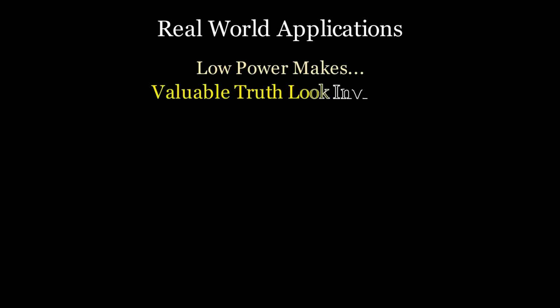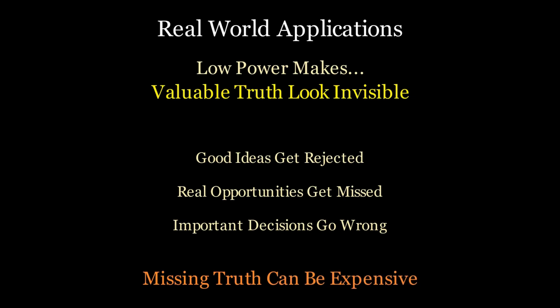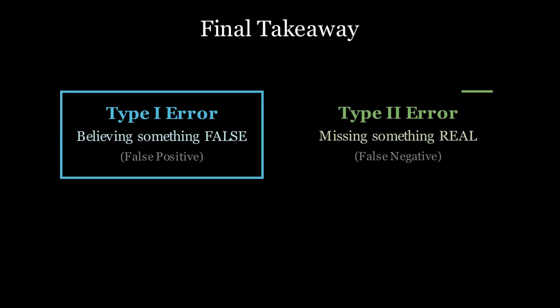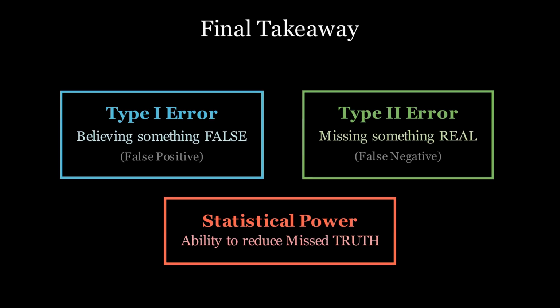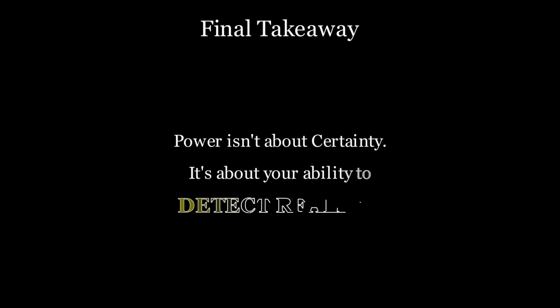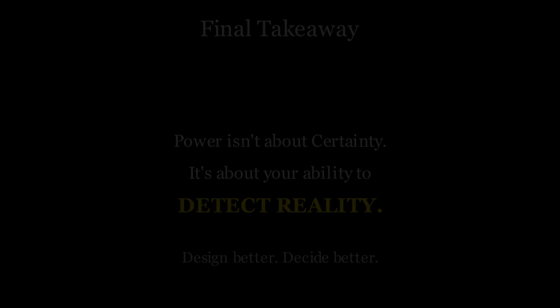And that's the real danger. Good ideas get rejected, real opportunities get missed, important decisions go wrong. Because in the real world, missing truth can be expensive. And this leads to the most important takeaway of all. Type 1 error is believing something false. Type 2 error is missing something real. Statistical power is your ability to reduce mistruth. So, power is not about guaranteeing certainty, it is about improving your ability to detect reality. Because in the real world, perfect decisions don't exist, but better designed experiments create better trade-offs.